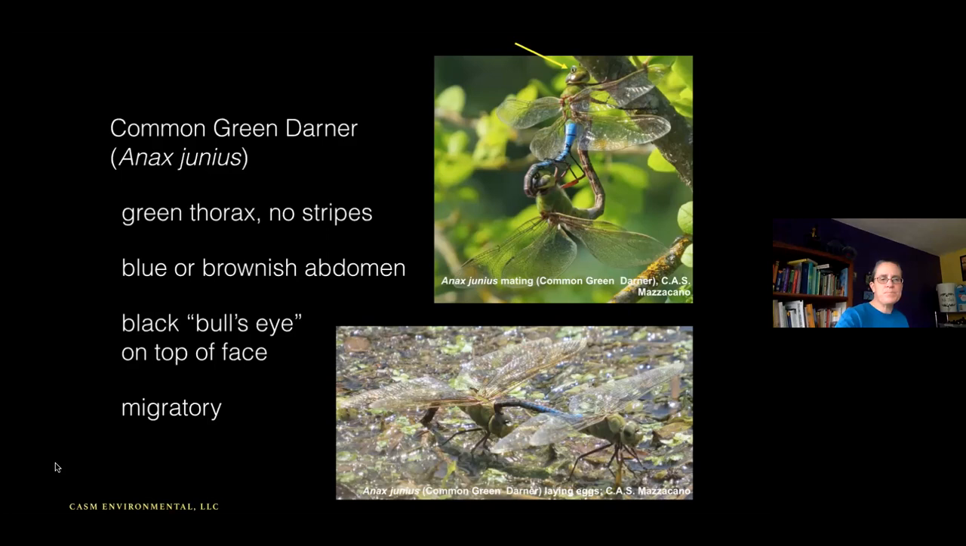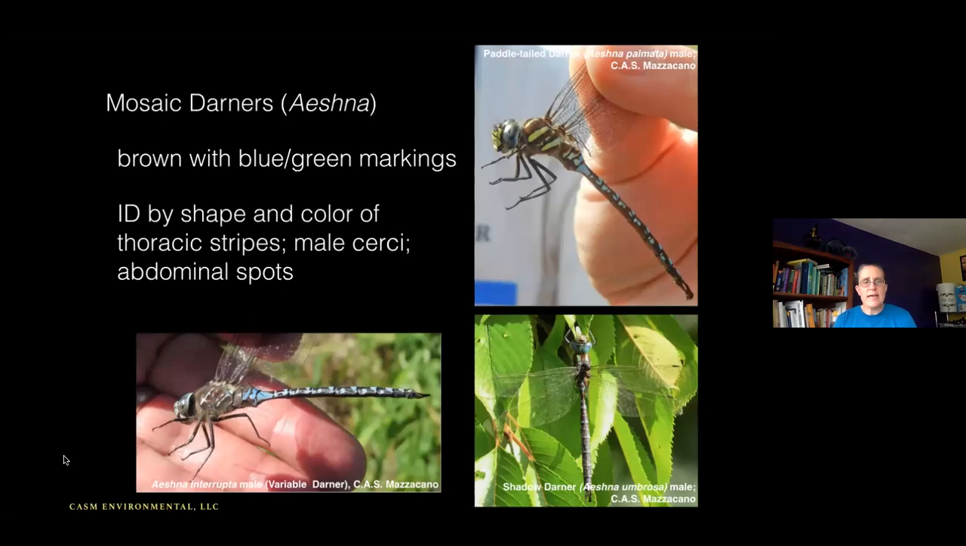Then we have the mosaic darners in the genus Aeshna. And these are called mosaic because their abdomens are a kind of dark brown background color with all these different blue spots. So it looks kind of like a mosaic of colored pieces on a dark background. So usually they have a dark brown base color, with blue markings on the abdomen.